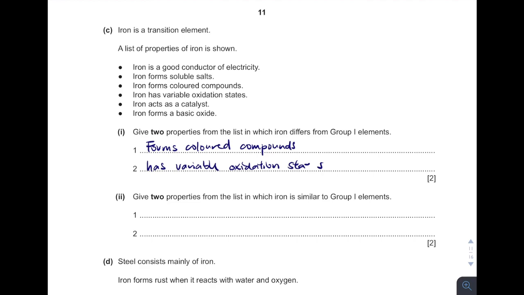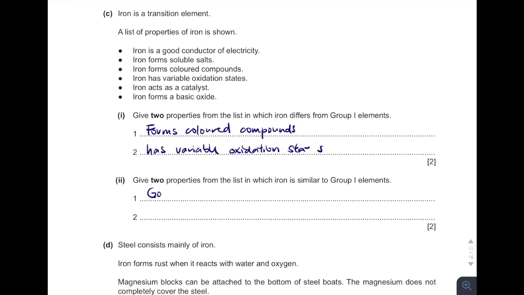And then next one, 2 properties from the list in which iron is similar. They're both metals, isn't it? So all metals are good conductors of electricity. What else? Metals also form soluble salts. Or forms basic oxides. Any of these two as well.